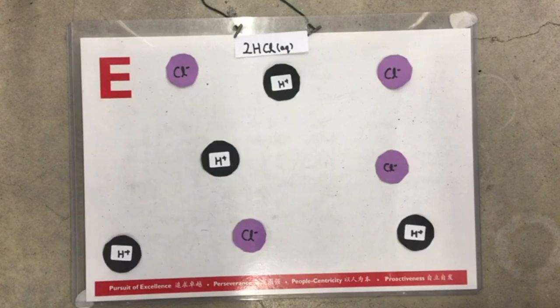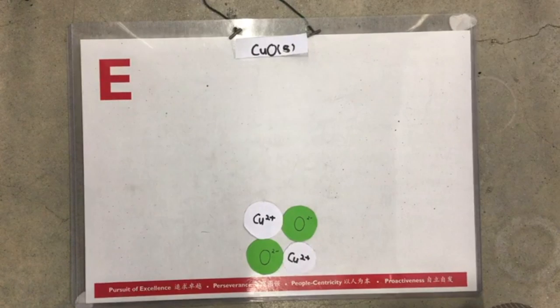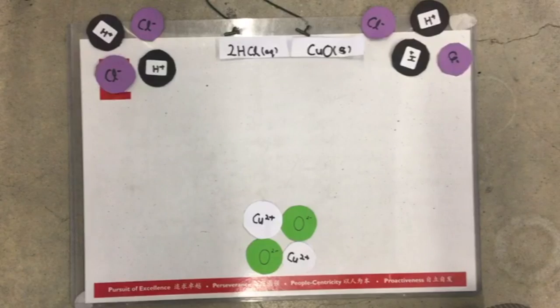Here is dilute hydrochloric acid dissolved in water. As you can see, the H ions have dissociated and are moving freely in the water around the chloride ions. Here is solid copper-2 oxide. The forces of attraction between the copper-2 ions and oxide ions are very strong, holding them in a fixed position. The particles can only vibrate at their fixed position and are very closely packed together, in an orderly manner. Now, both substances are put together in the same beaker.